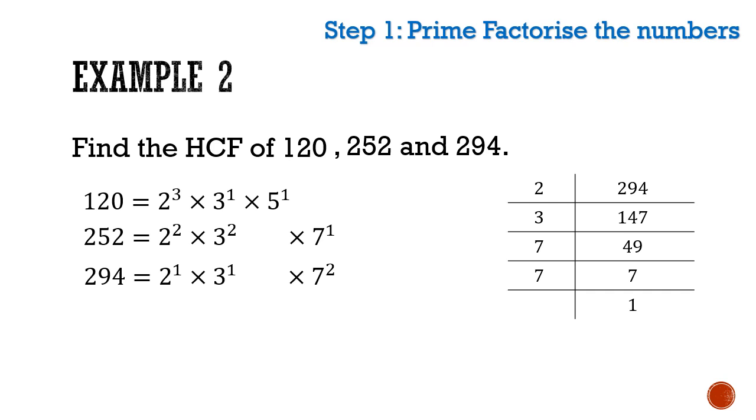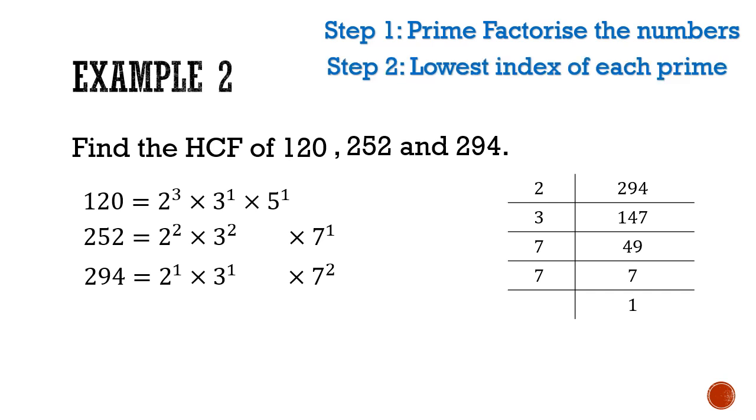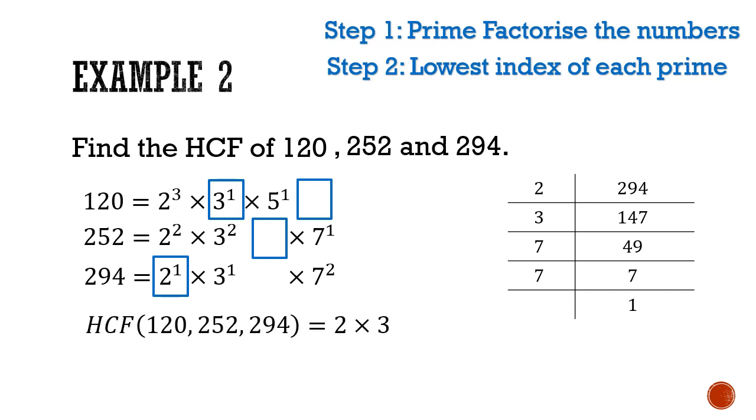Next, we move on to step 2. We want to choose the lowest index of each prime. And if you compare all the prime factors, that will be 2 to the power of 1, 3 to the power of 1, having no 5s and having no 7s. This tells us that the highest common factor will be 2 times 3, which gives us 6.